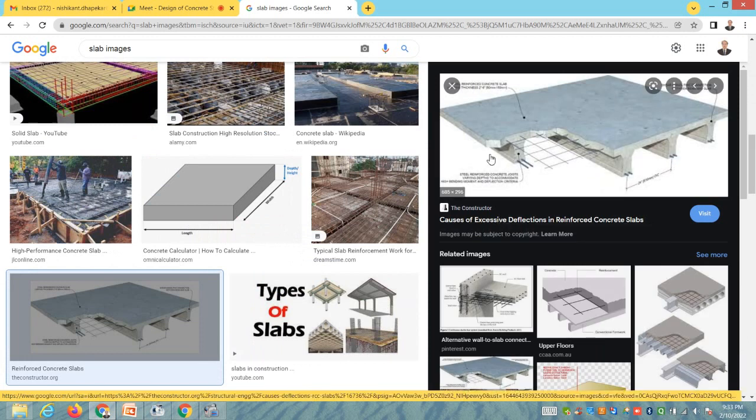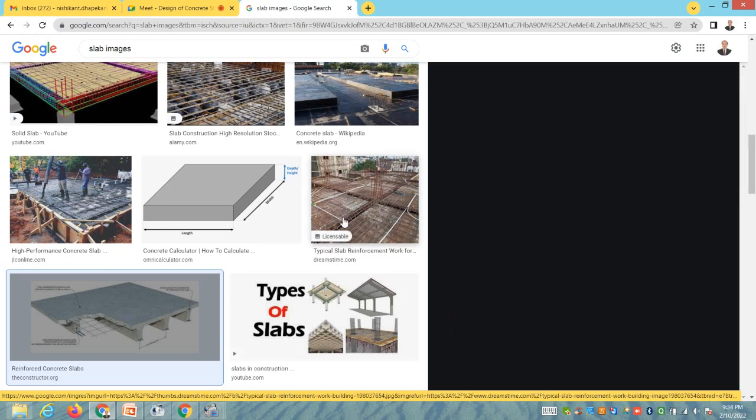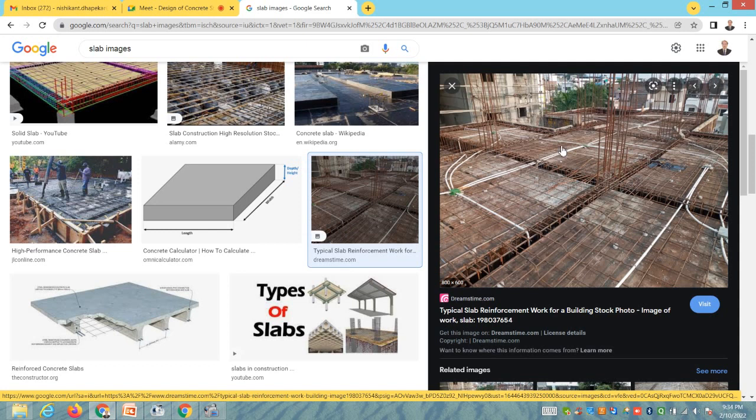See, this is also slab, and in that slab actually, this is the steel reinforcement. See this, is it visible? Yes, this is the section, this is the slab, here is the steel reinforcement. If you see this, these are the slab panels.